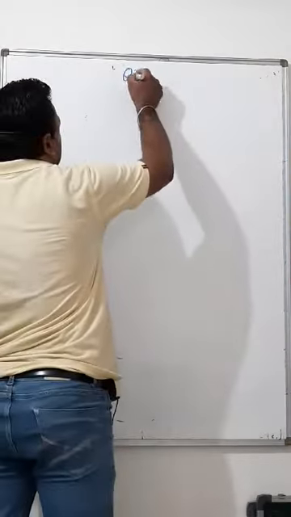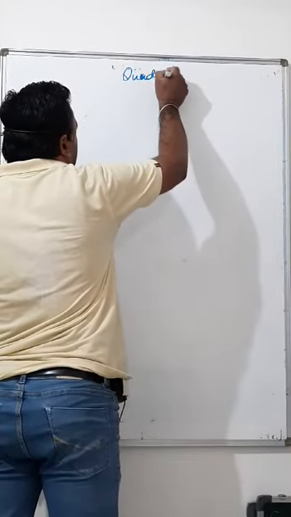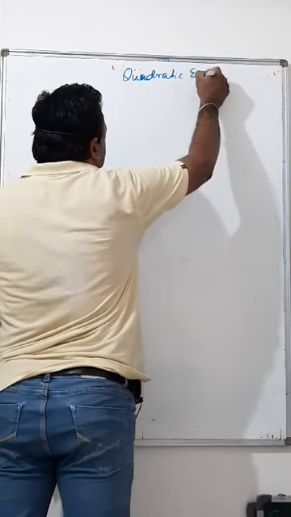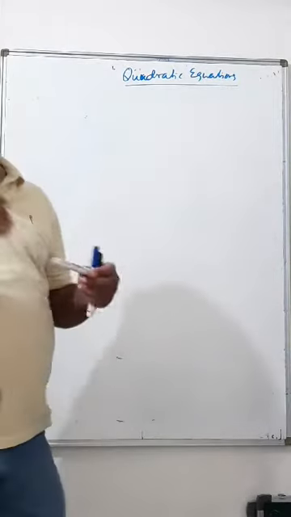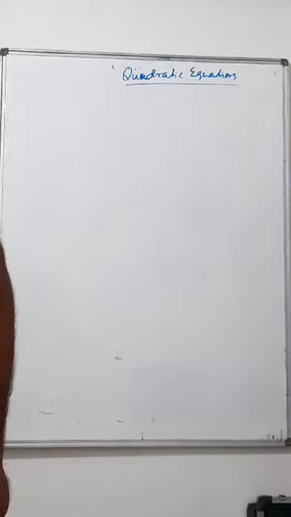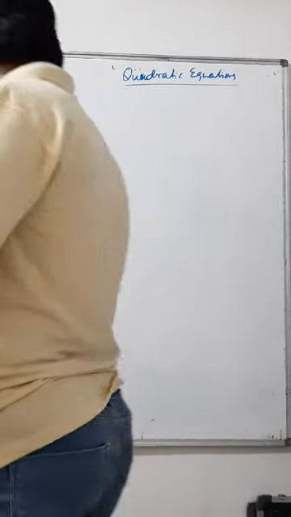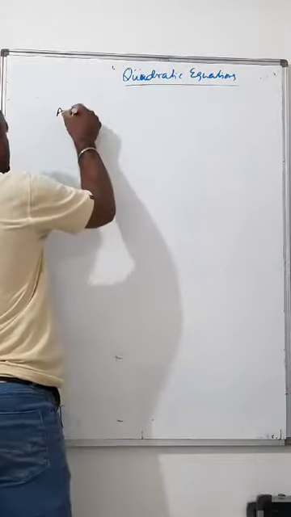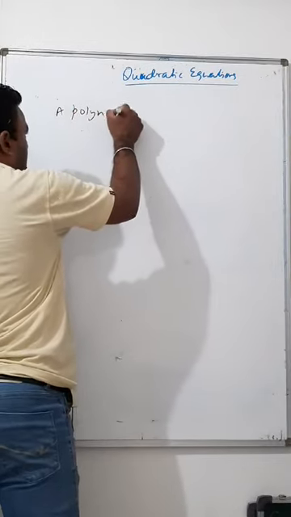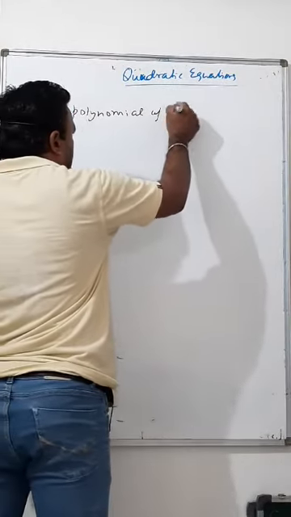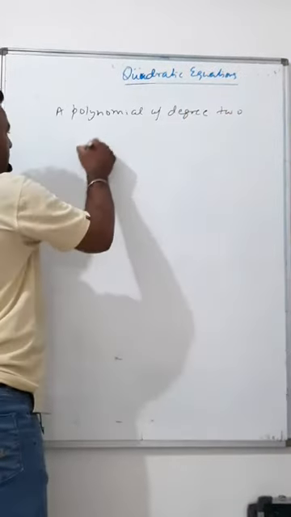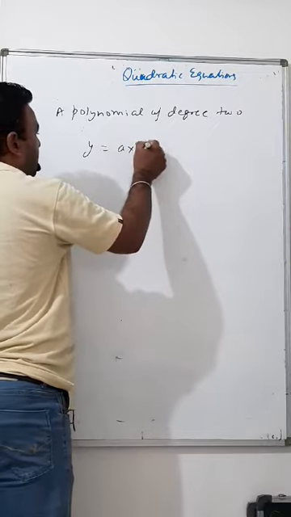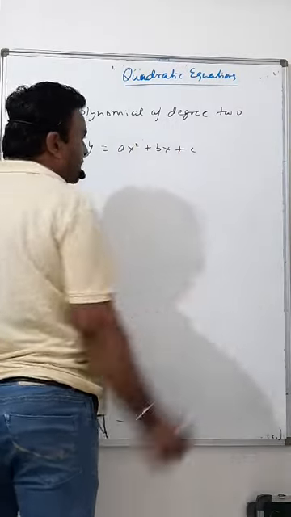I'm going to start quadratic equations. First of all, let's understand that a quadratic polynomial, of degree 2, say y is equal to ax square plus bx plus c.